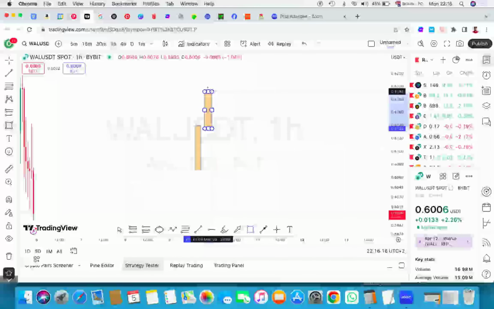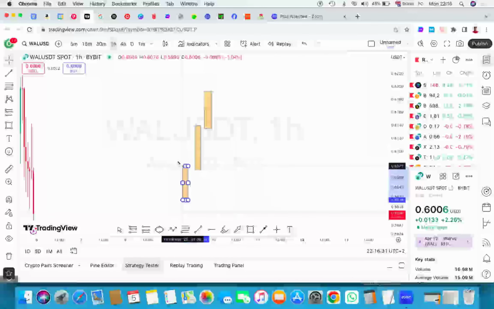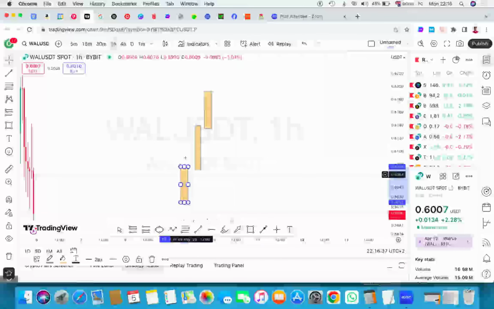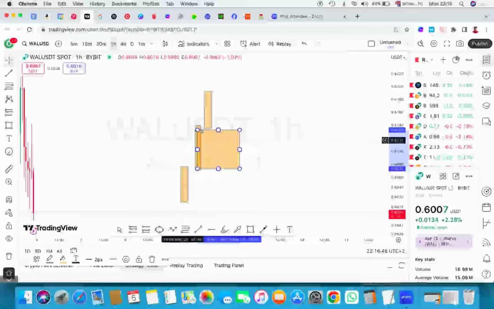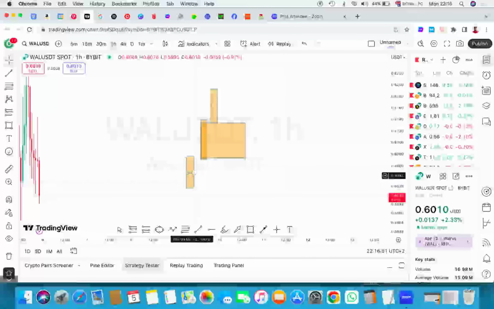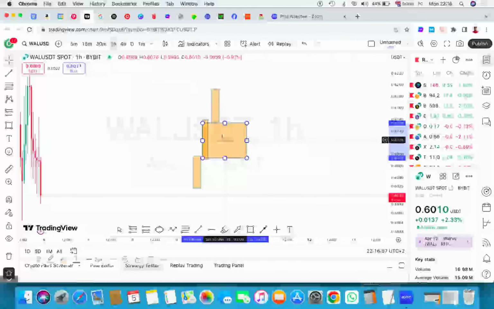So we say the first case might be this, in which you see without the wick, right? Without the wick, and you see the gap between these is very large. So the gap between it is very large, and this is an imbalance.